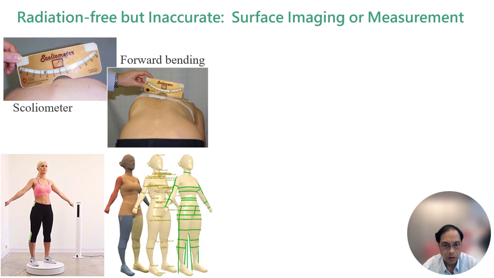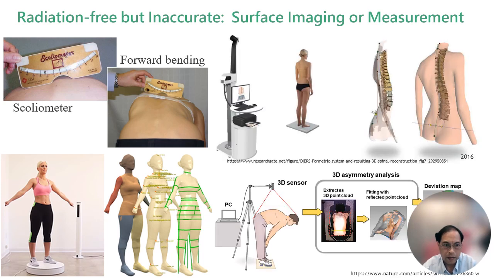Because of these radiation issues, there are many ways we try to avoid X-ray, and one method is surface imaging with optical and also some mechanical methods to measure the angle, as well as to understand the deformity of the spine. Some systems can even provide a 3D model of the spine. However, we know the information on the back cannot totally represent the bony deformity inside the body.